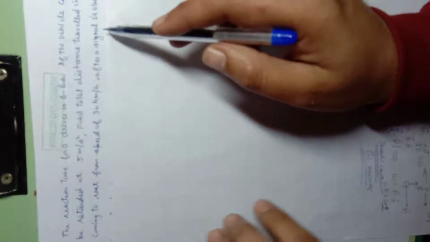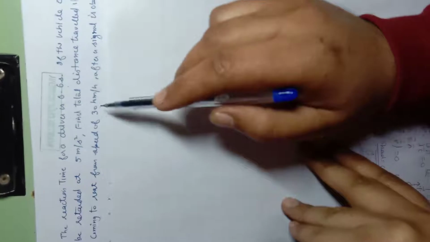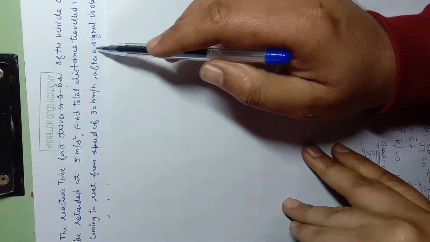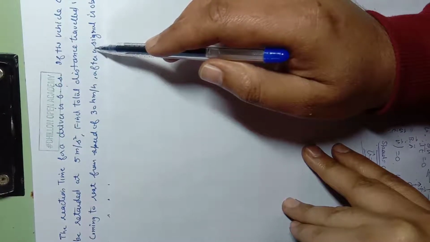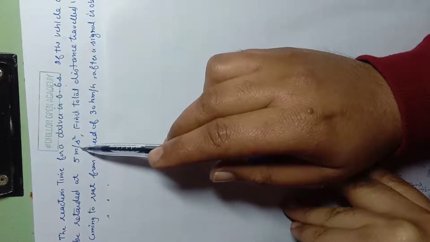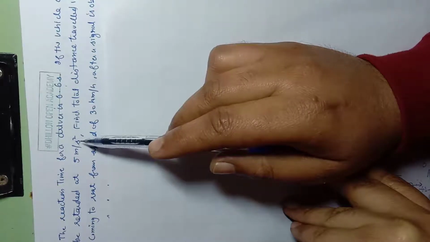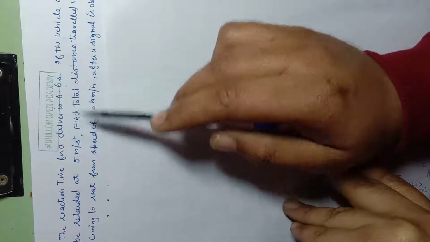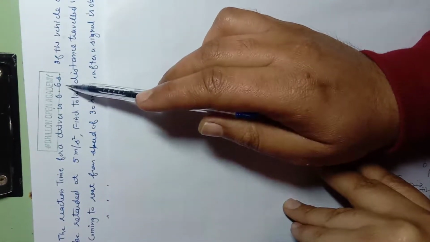So the question is that a driver is driving on a road and its speed is 30 km per hour. Suddenly the driver looks at a stop sign and applies a brake in order to stop the vehicle. The retardation of the vehicle takes place at 5 meter per second square. We have to find out the total distance traveled before the driver comes to the state of rest after observing a signal. It is given that reaction time is 0.6 seconds.